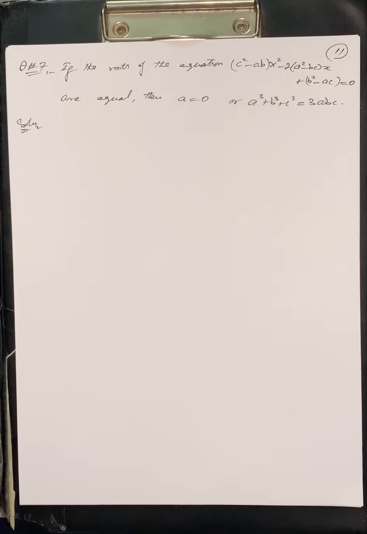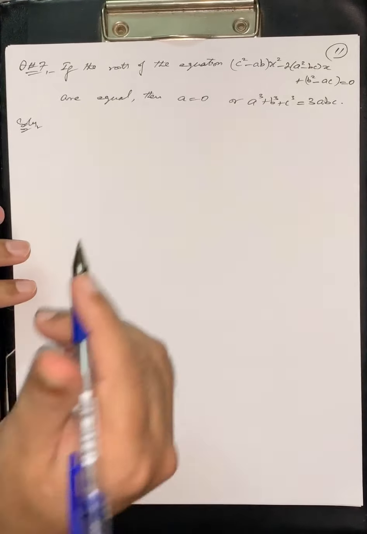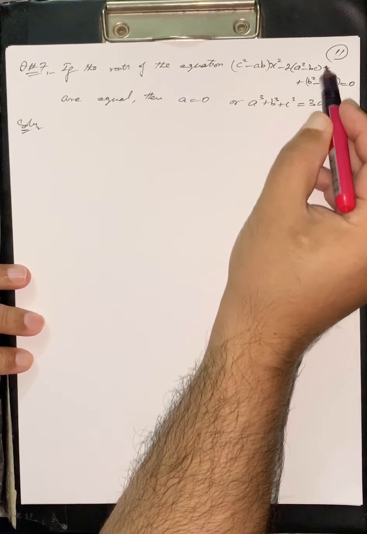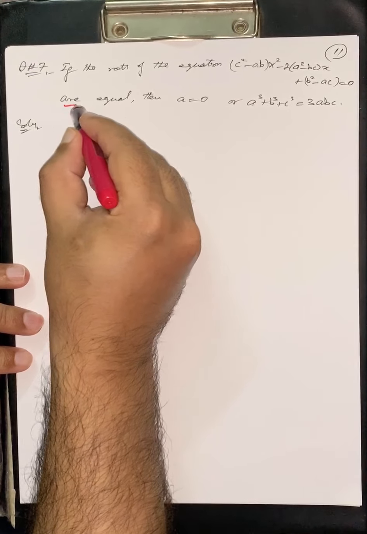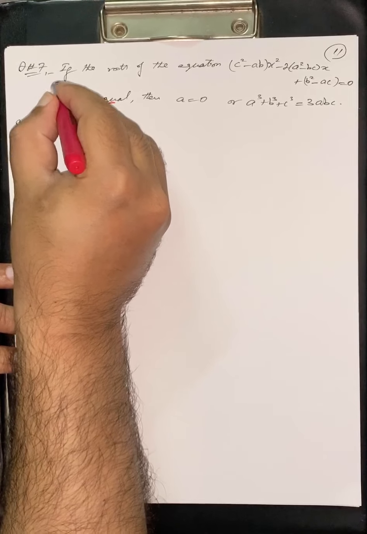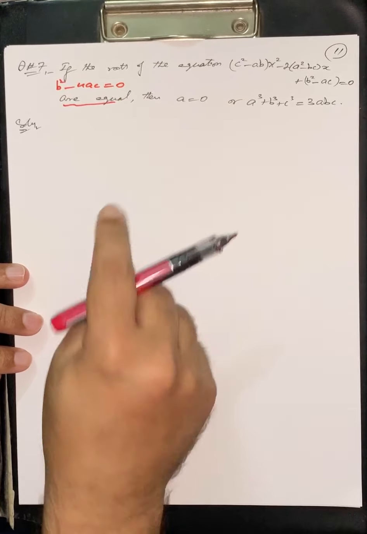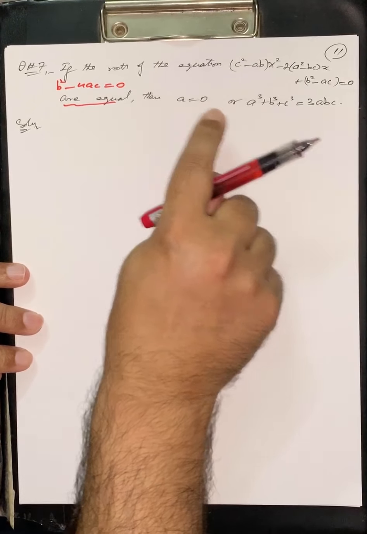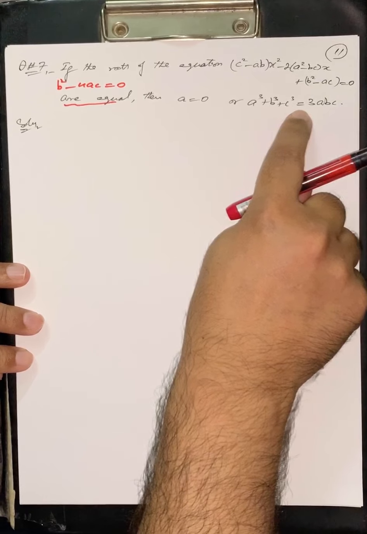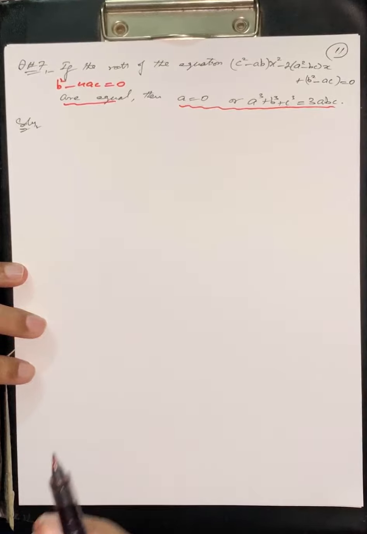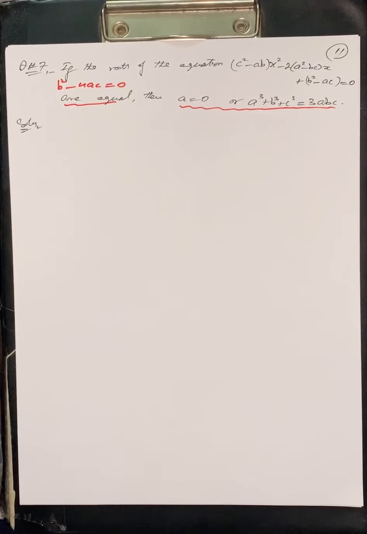This is question number 8 in exercise 4.7 in grade 11. What are the main conditions given to us? If the roots of this equation are equal, this means that we write discriminant equals to 0, b square minus 4ac equals to 0, then a is equal to 0 or a cube plus b cube plus c cube is equal to 3abc. This is my answer, so I want this as the answer. Hope you got it.